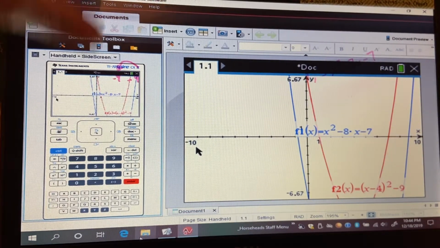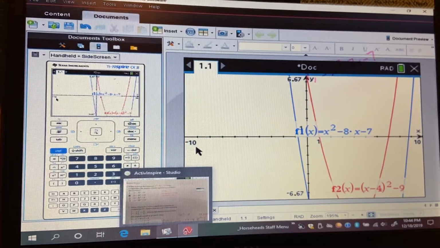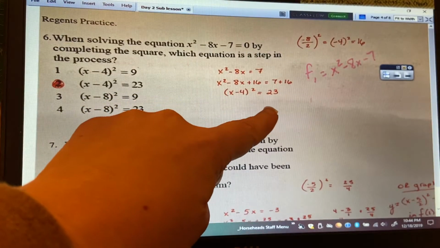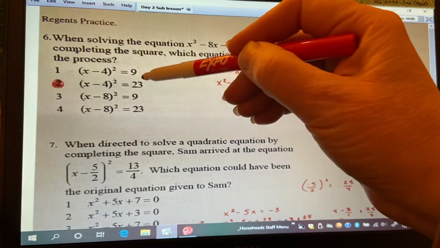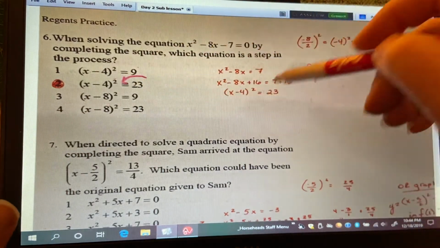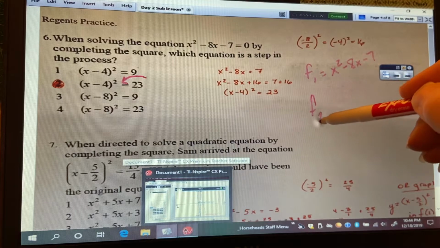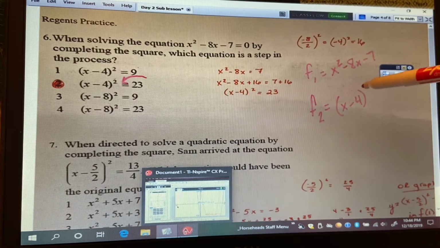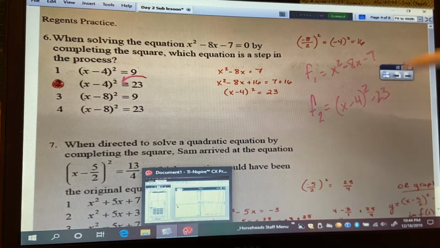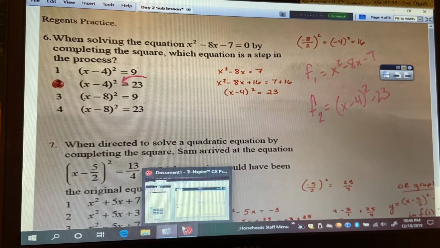Well, how about we go to, I did completing the square. I did the work. So this one, to get this alone, to put that in my calculator, I would have to go like this. x minus 4 squared minus 23. Let's type that in and see.